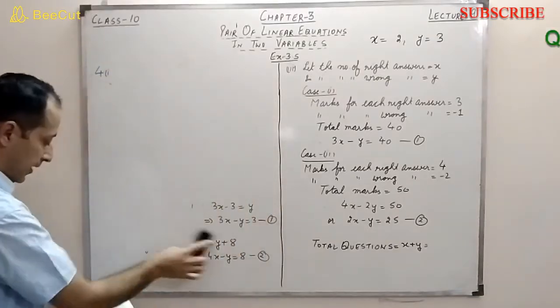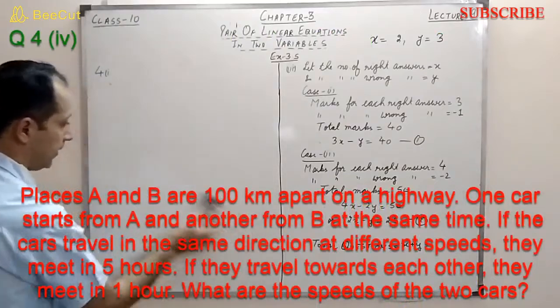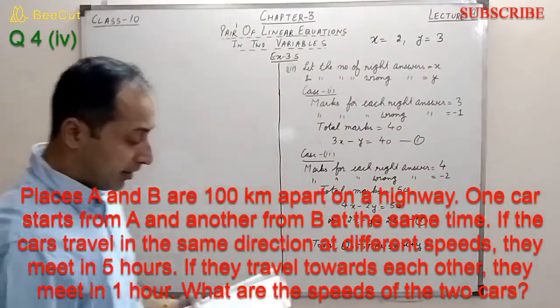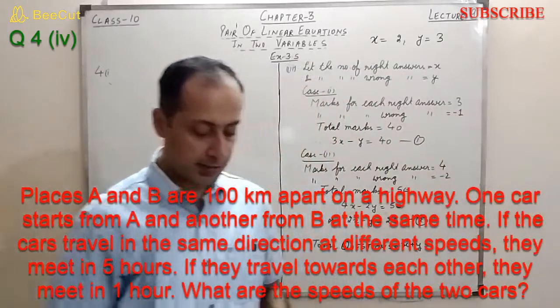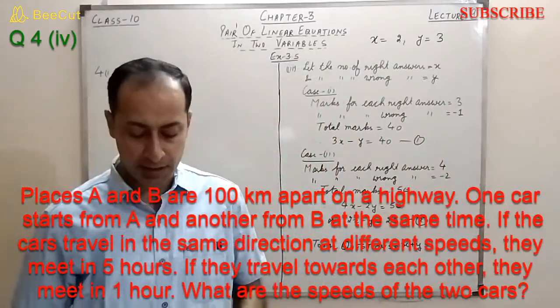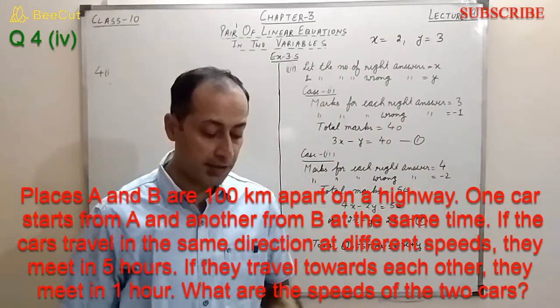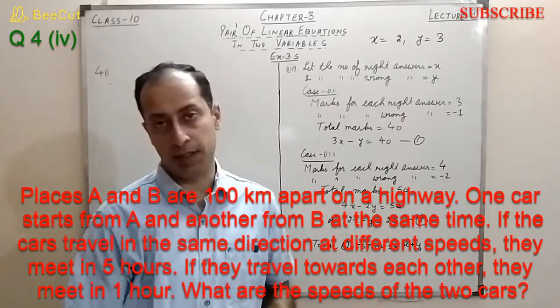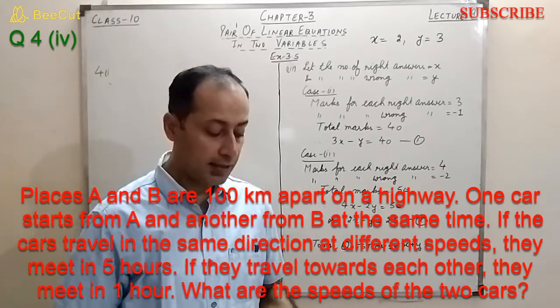Now if you read the next part, it's given that places A and B are 100 km apart on a highway. One car starts from A, another from B at the same time. If the cars travel in the same direction at different speeds, they meet in 5 hours. If they travel towards each other, they meet in 1 hour. What are the speeds of the two cars? Right? So let's understand the first thing: we have to find the speed of the two cars.